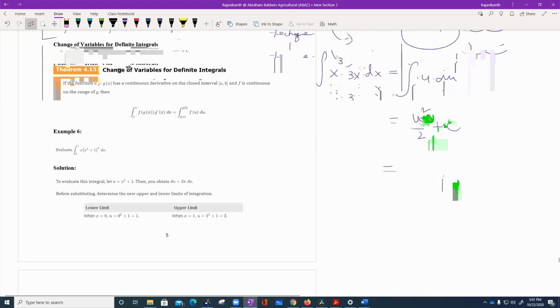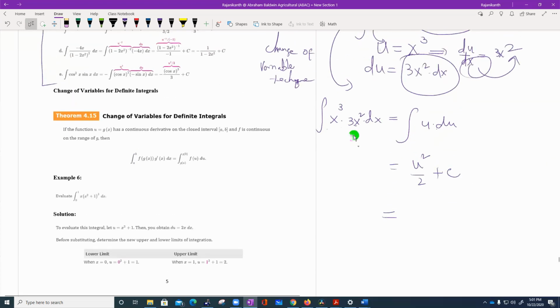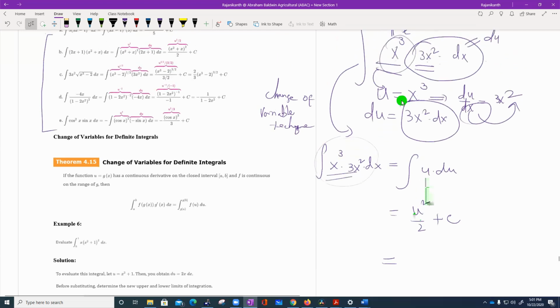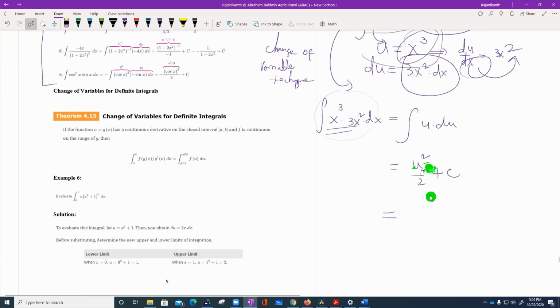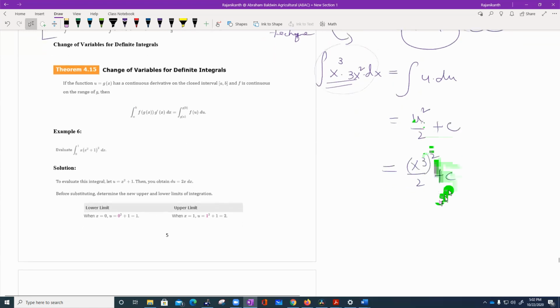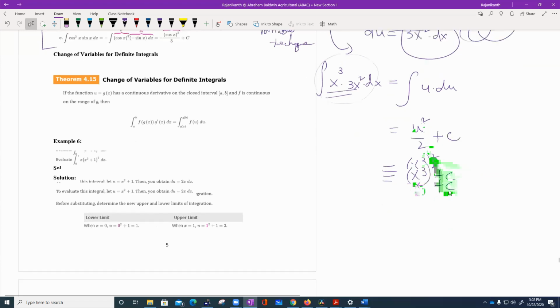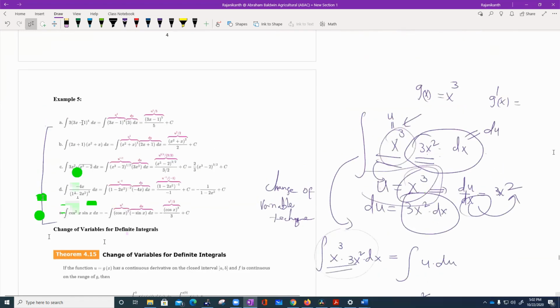But again, remember the original problem was in terms of x, so you have to go back and replace u by its original variable. My u was actually x cubed, so I'm replacing u by x cubed. U is x cubed, but I have it squared. So with this approach we find this kind of integration. If you have a complicated problem like this in antiderivative problems, we use this technique.